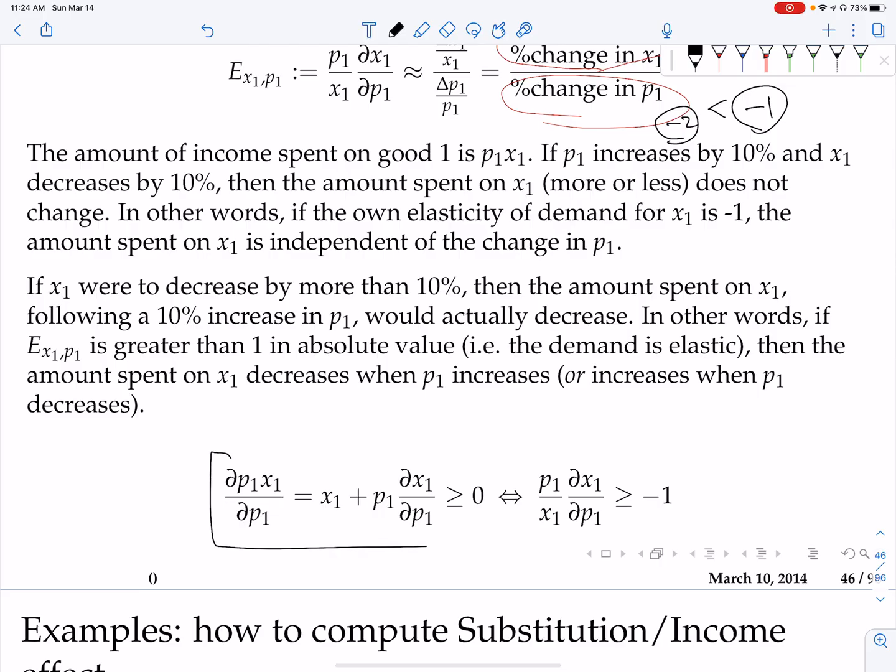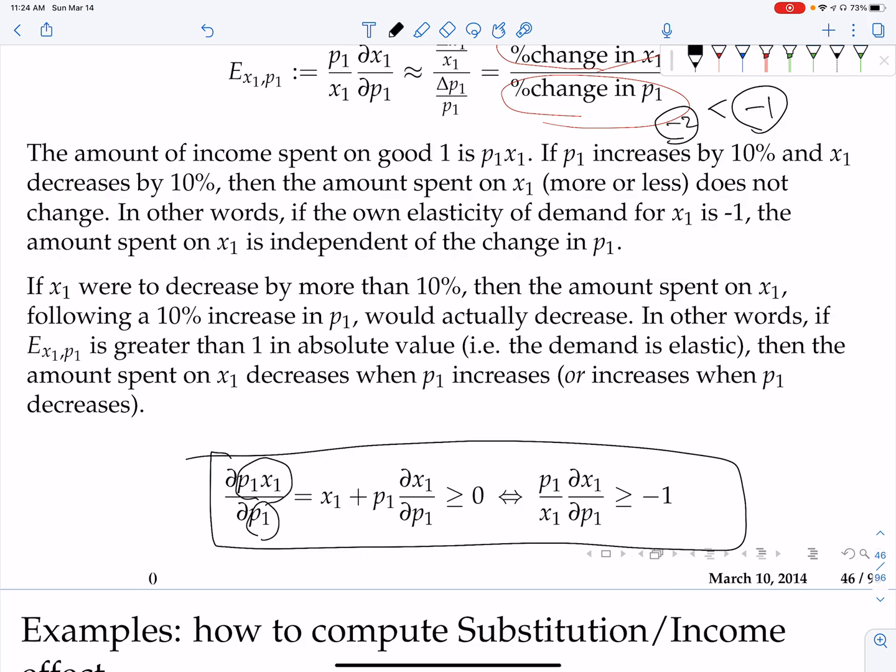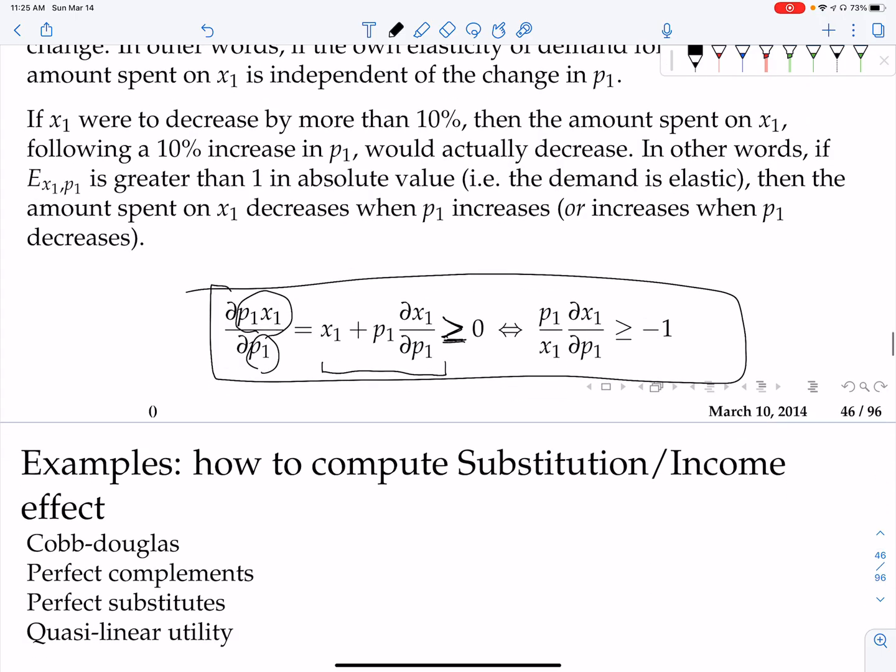That's what I actually explained here. When price goes up a little bit, what happens to the expenditure? The differentiation will come out like this. So expenditure going up is the same as the elasticity being larger than -1.